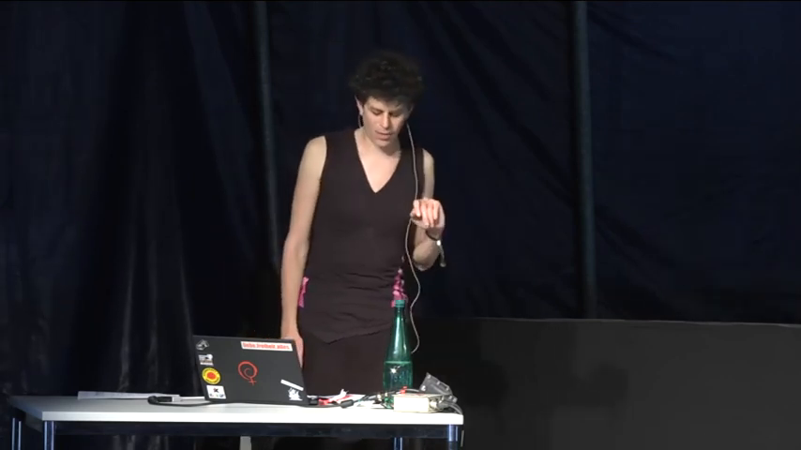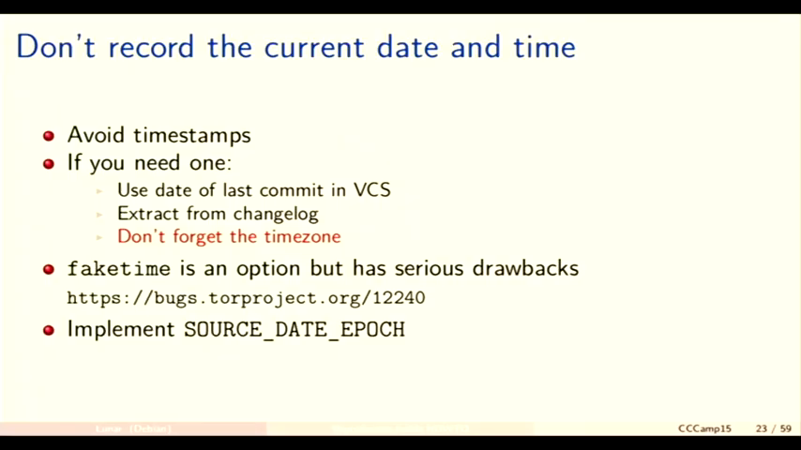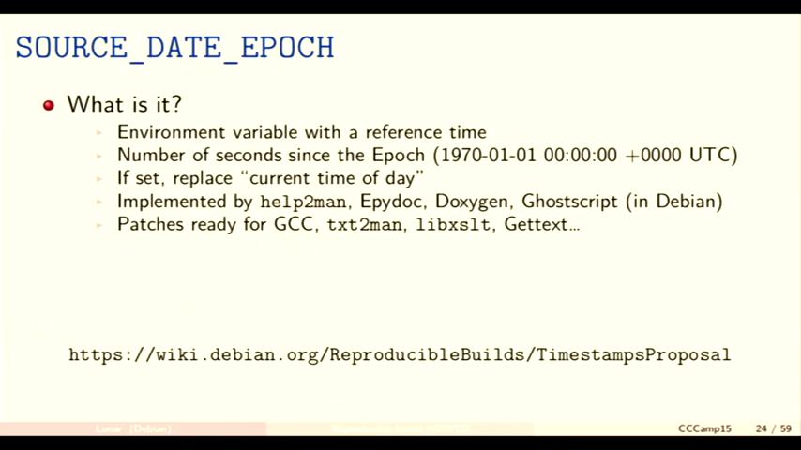But we actually have a better way. It's called SOURCE_DATE_EPOCH. So what is it? It's an environment variable. It's a new standard, quote unquote, that was initially driven by Ximin Luo and Daniel Kahn Gillmor. And we are trying to push it as part of the Debian reproducible builds effort. It's a new environment variable that can be set with a reference time. The value is in the epoch format, so the number of seconds since January 1st, 1970, midnight UTC.